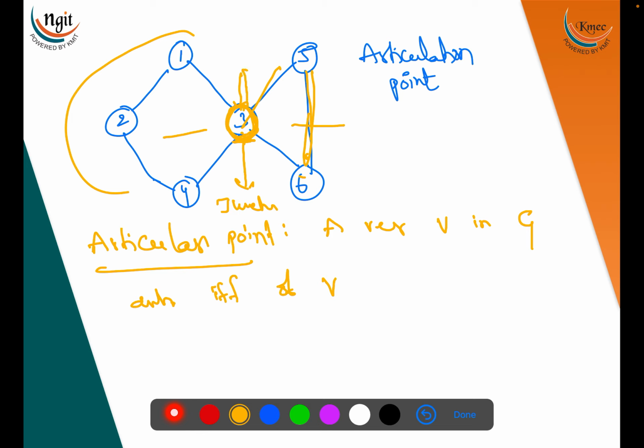If I delete this one, this 5, 6 will not have any edge to this side. So 3 is a what? Junction. If it is a junction and I wanted to visit vertex 5, I have to go via 3 and again come back via 3. So you cannot visit one vertex two times. It's only for a single time. Hence a Hamiltonian cycle is not possible with articulation points.